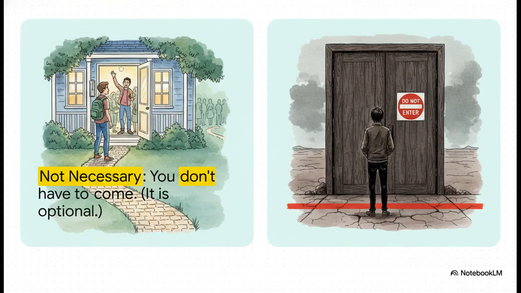Okay, listen up, because this is super important and a really common point of confusion. You don't have to come means, hey, it's optional, your choice, no big deal. But you must not enter? Whoa, that means it is absolutely forbidden. It's prohibited. Totally different meanings, right? Getting this right is critical.